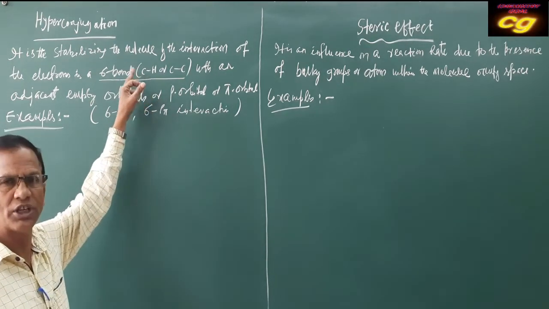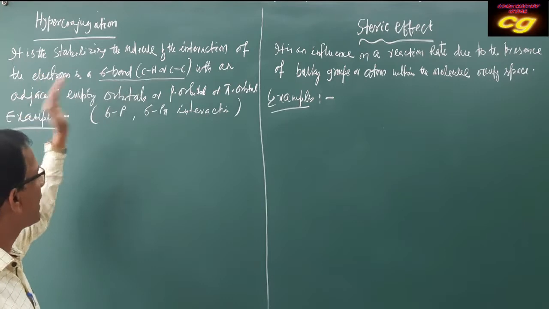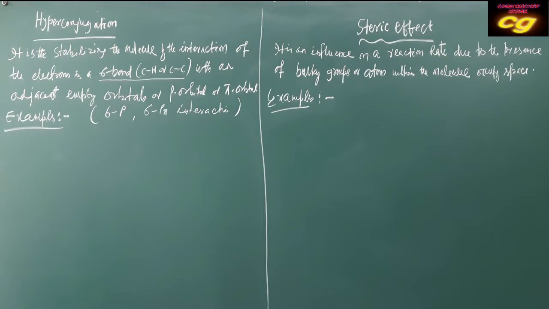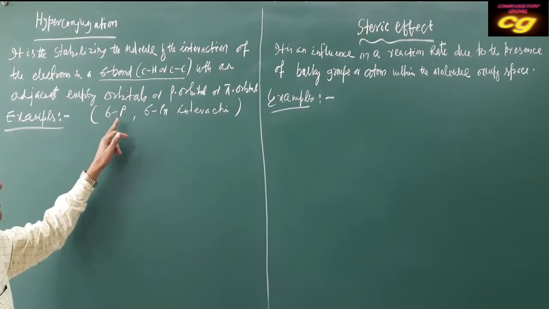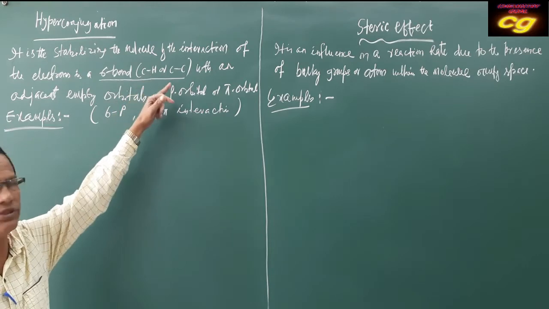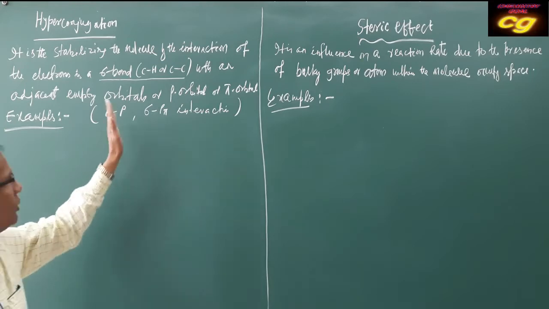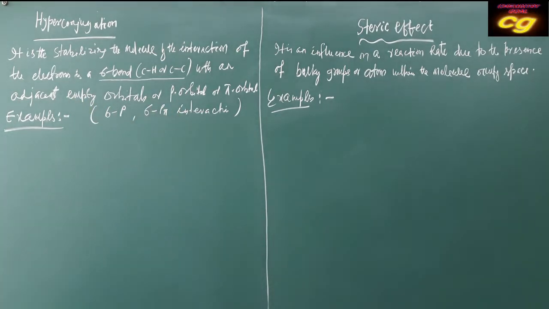This sigma bonded electron is involved in conjugation with adjacent atoms. That's why it is the interaction of sigma, meaning a CH bond or CC bond, with a vacant p orbital of an adjacent carbon atom or the pi orbital of an adjacent CC bond, developing a new type of system and producing a more stable molecular orbital. Let us discuss some examples.